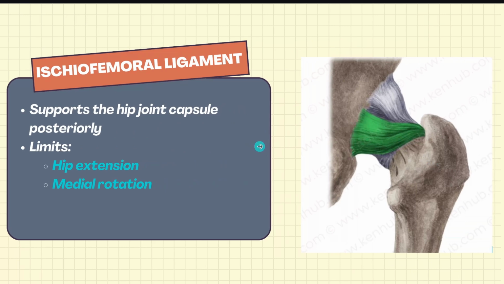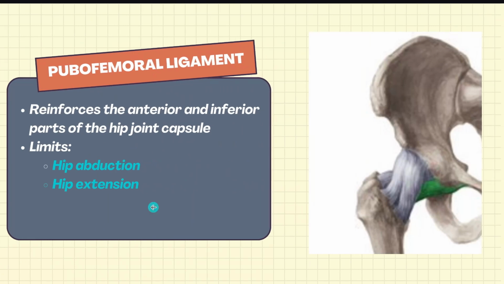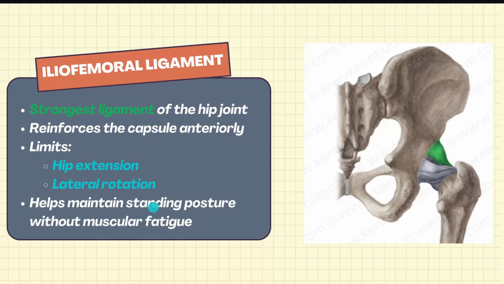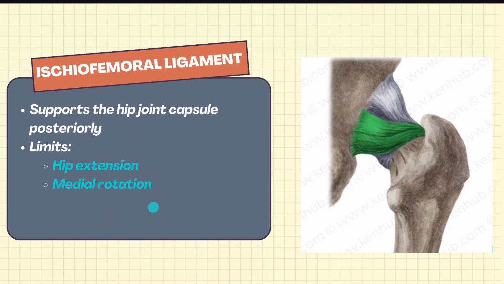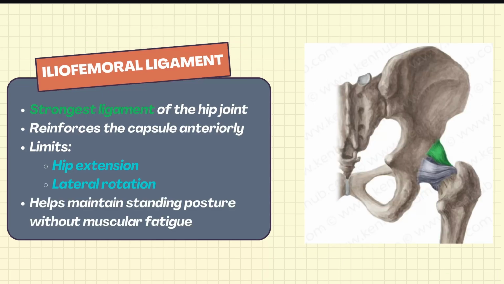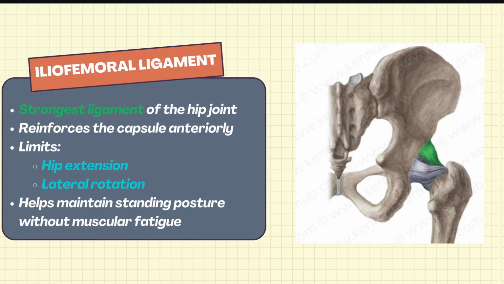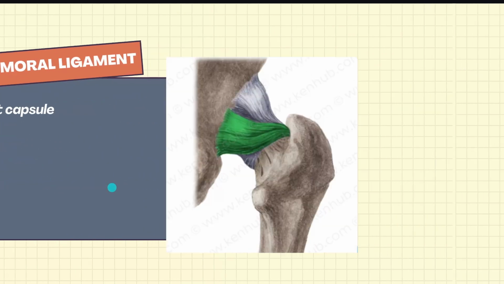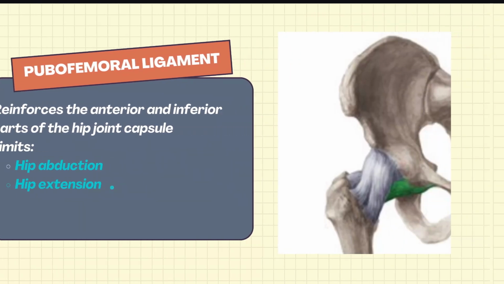Coming next, we have the ischiofemoral ligament, which supports the hip joint capsule posteriorly and limits hip extension and medial rotation. And the pubofemoral ligament reinforces the anterior and inferior parts of the hip joint capsule, and it limits hip abduction and hip extension. I want you to notice a common thing between these three. All three ligaments limit hip extension. That's something that could make it easier for you. After you have hip extension memorized, you can then memorize lateral rotation for iliofemoral, medial rotation for ischiofemoral, and hip abduction for pubofemoral ligament.